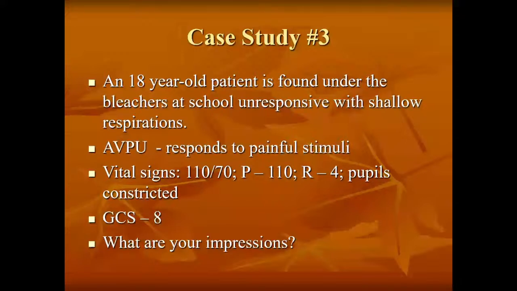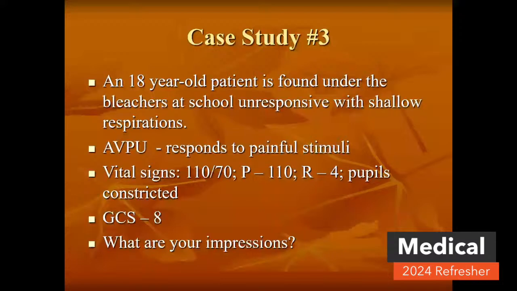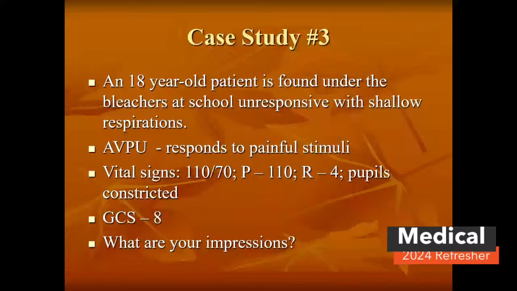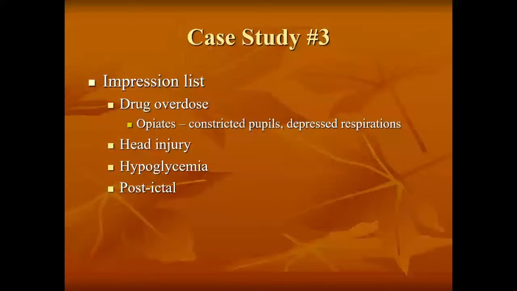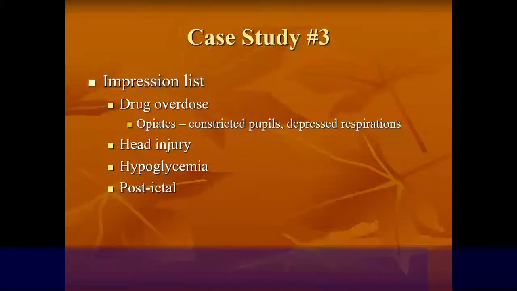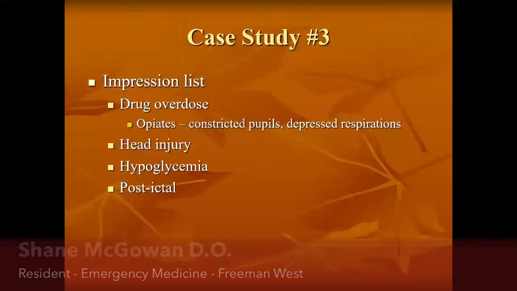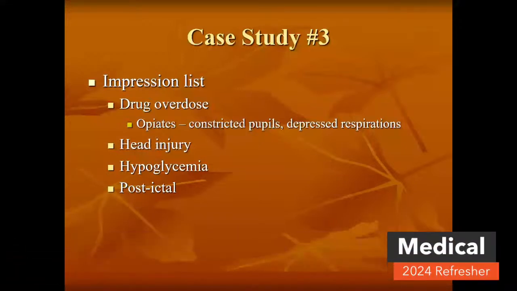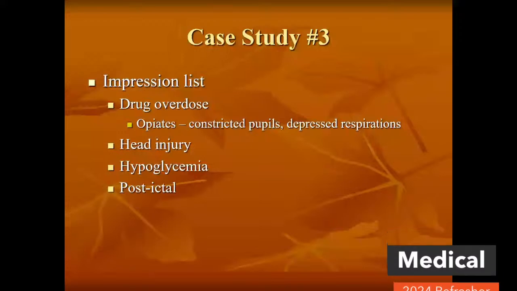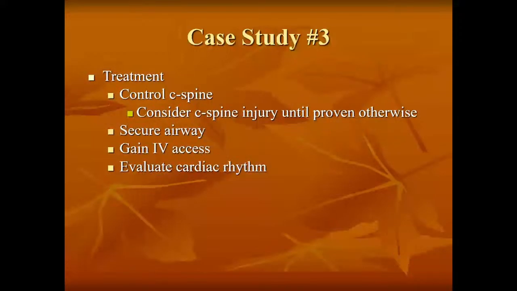All right, 18-year-old patient found under the bleachers at school, unresponsive with shallow respirations. So with this quick AVPU that we talked about earlier, he responds to painful stimuli only. So this guy's sick. Pupils are constricted, GCS 8. What are your impressions? So drug overdose, right? Constricted pupils, depressed respirations. Maybe he was trying to be a cool kid at school under the bleachers, doing drugs with his friends, some sort of head injury. I mean, that one kind of always fits with altered mental status. Hypoglycemia. I mean, maybe this kid just had a new seizure for the first time. All the things that we've got to rule out.